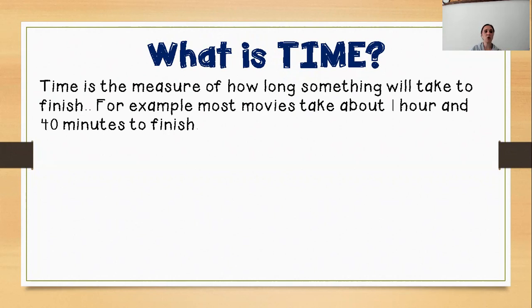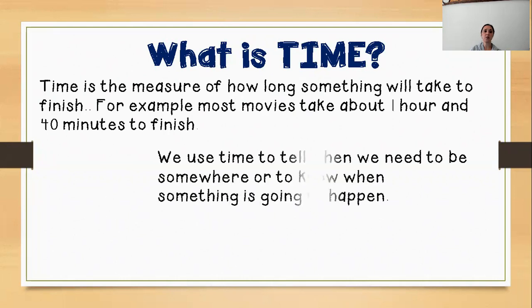finish. So for example, if we want to watch a movie, generally a movie is about 1 hour and 40 minutes. So we know that we need to set aside that amount of time in order for us to watch it. We also need time to tell us where we need to be or when something is going to happen. So for example, when you come to school, you know that school starts at 20 to 8. So that time tells you when you need to be at that place.